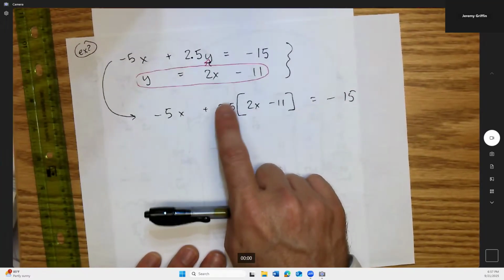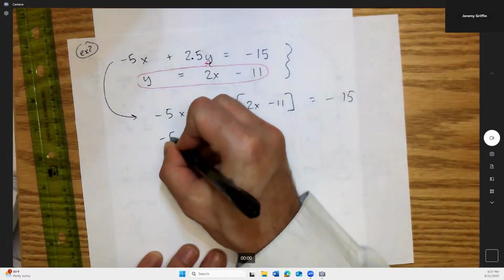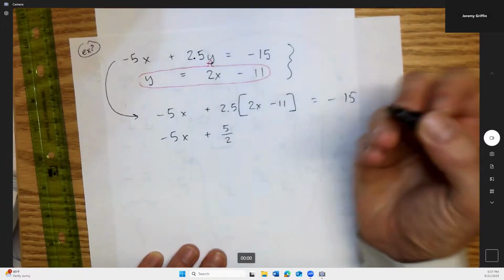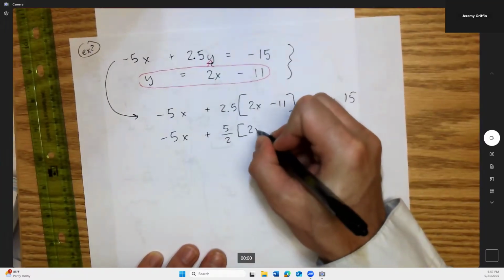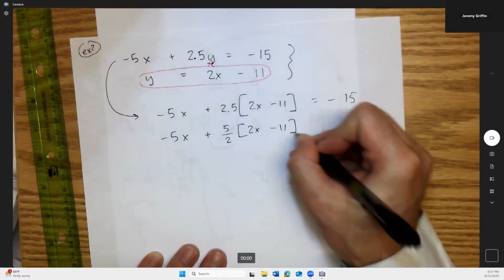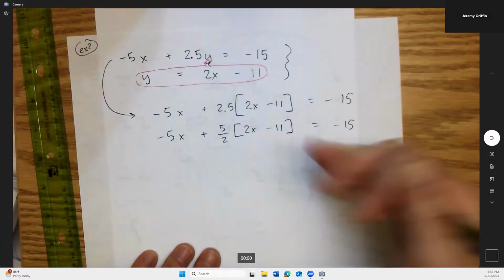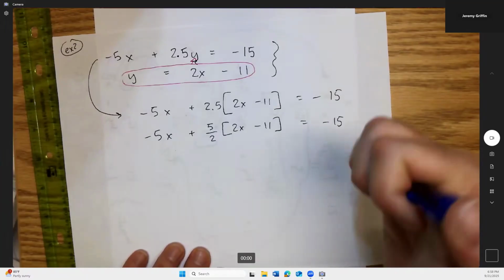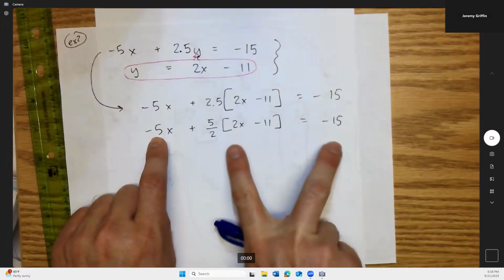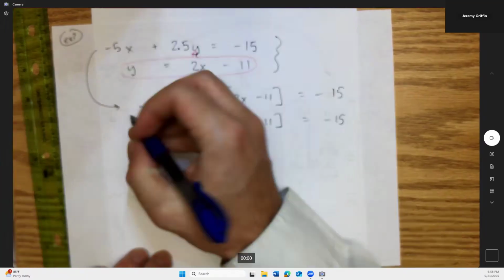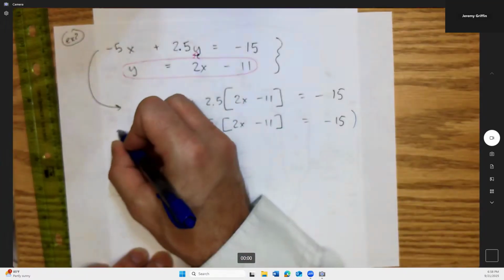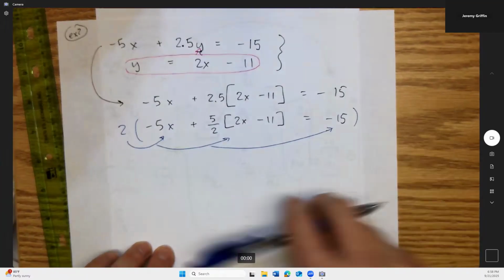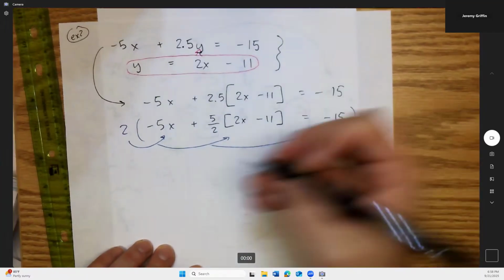You know what? I do want to make this a fraction. Let's do -5x plus maybe this 2.5. It's not like 5 halves. And then 2x minus 11 equals -15. Okay. Now there's different ways to finish this off, but I'd like to get rid of that fraction maybe. So can I take, I basically have three terms here, right? I can multiply the whole thing by 2. So 2 distributes into each of those three terms. Just get rid of that fraction. Right? Not the only way to do this, but it's one way.